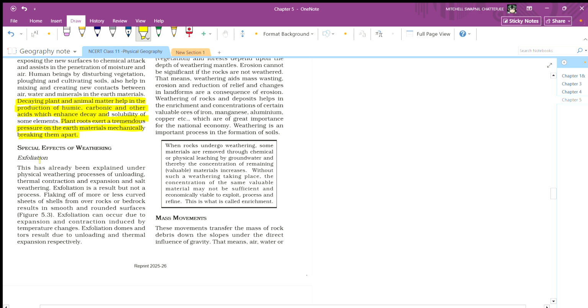Special effect of weathering: exfoliation. Exfoliation, like you exfoliate your skin through face wash. You can use sand as an exfoliating agent for your skin. Okay, the next one, exfoliation. This has already been explained under the physical weathering processes of unloading, thermal contraction, expansion, and salt weathering. Exfoliation is a result, but not a process.